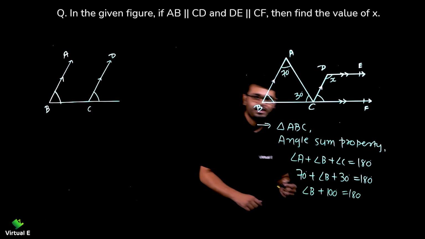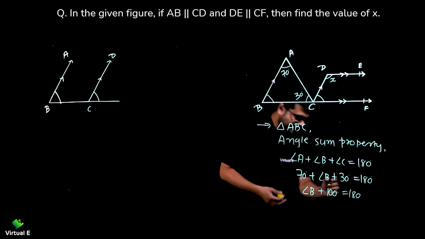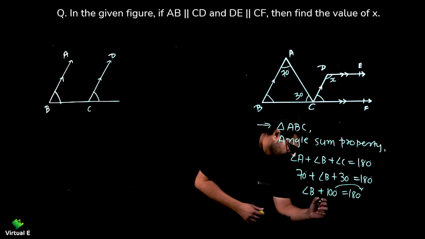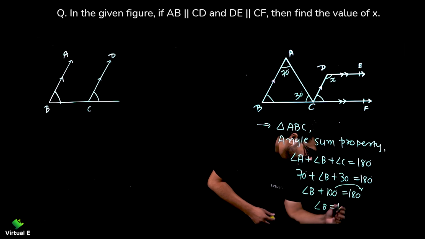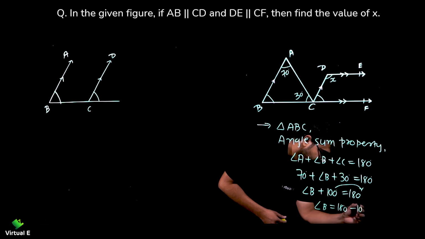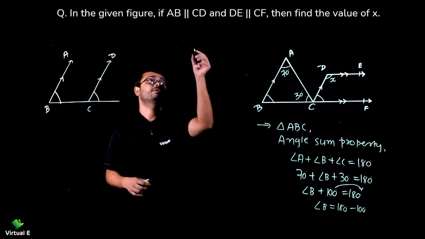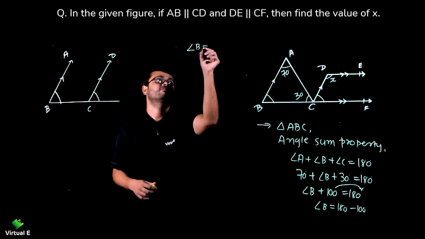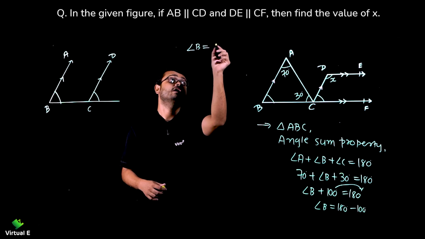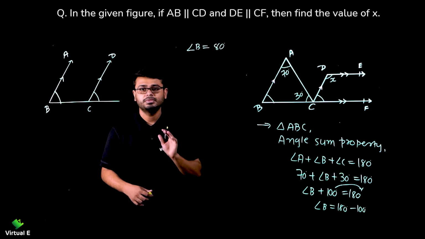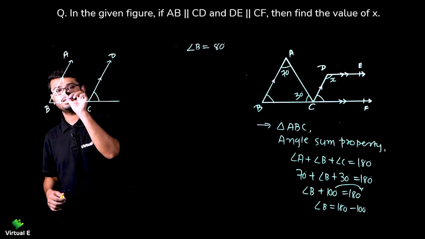Now we want to find the value of angle B. That's very simple, right? So 100 will move that side. So angle B is equal to 180 degrees minus 100 degrees. So what are we going to get as the value of B? So the value of B is equal to 80 degrees. Simple. So we get this value, right?